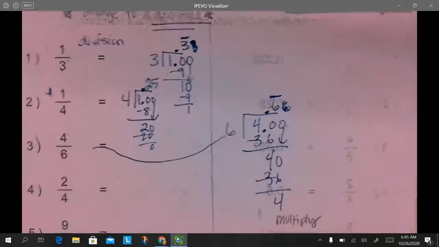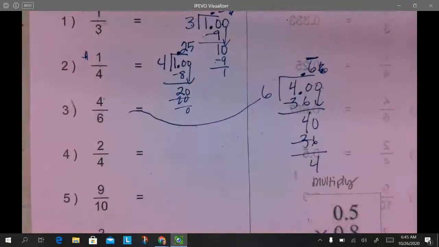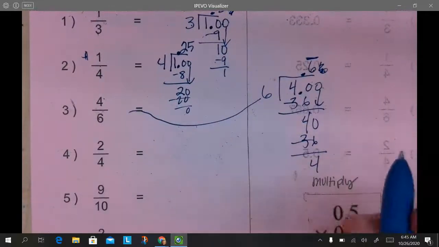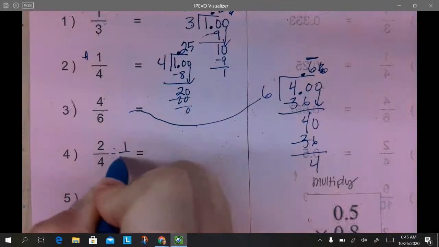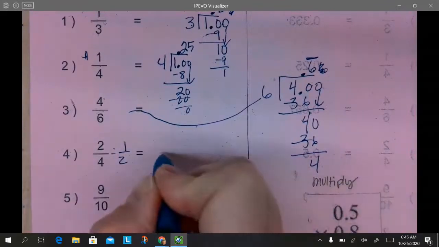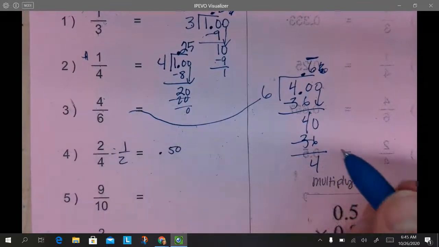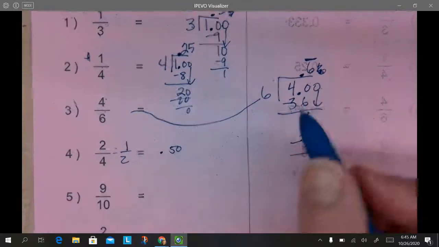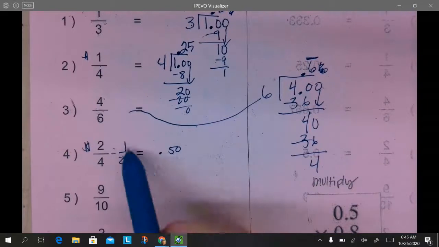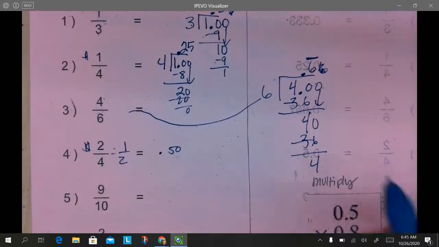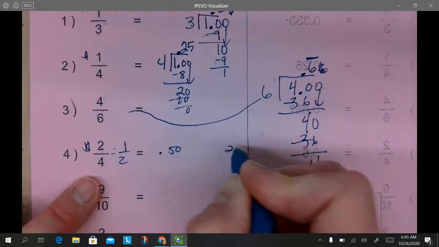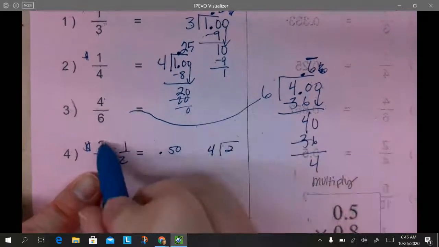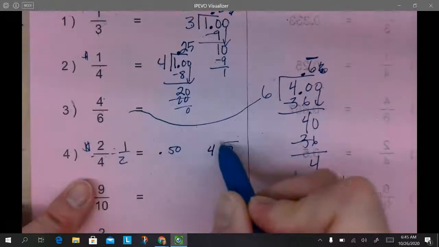All right, let's look at the next one. If you have 2/4, you might do some mental math and say, I know that that's equal to 1/2, and I know that 1/2 is 0.50 or 0.5. But if you don't see that right away, thinking money, like 1/2 of $1 is 50 cents, you can always do 2 divided by 4.